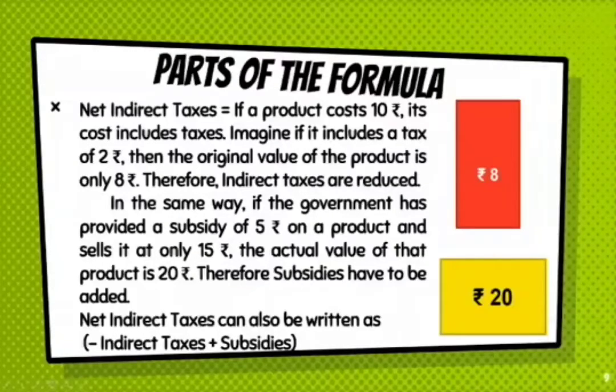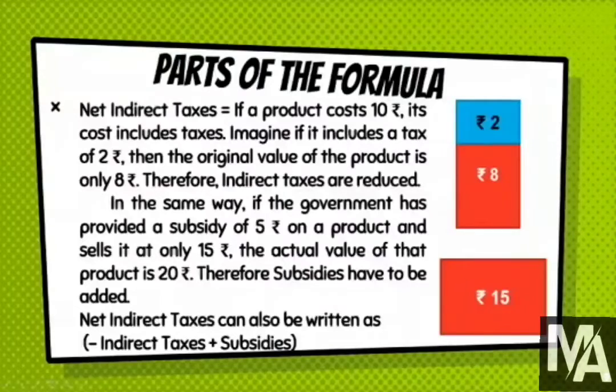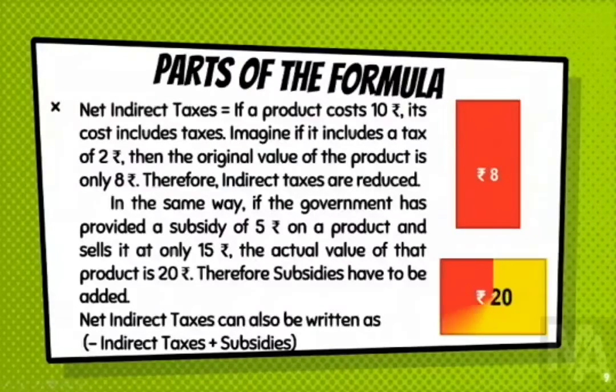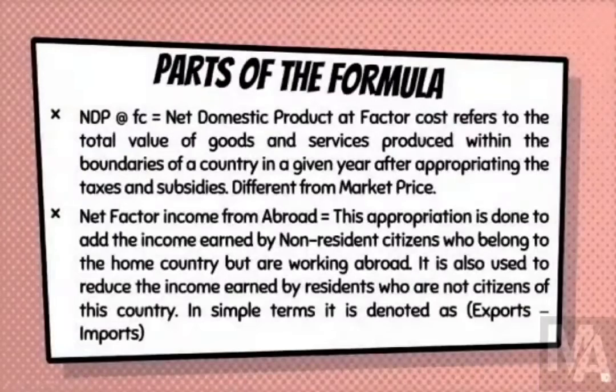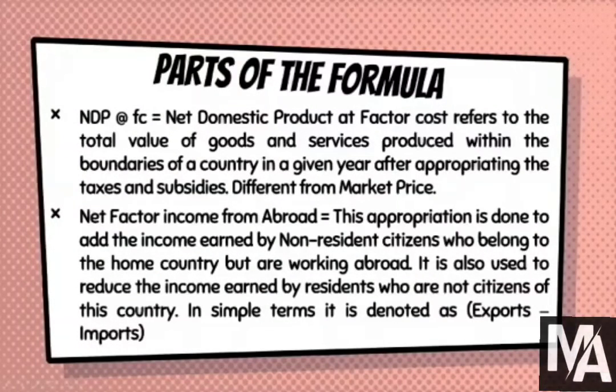So in simple terms, the formula for net indirect taxes is indirect taxes minus subsidies, which means we reduce indirect taxes and we add subsidies. That is what we did here. That will become net indirect taxes. From NDP, when we reduce these net indirect taxes, we get NDP or net domestic product at factor cost. Listen carefully to this particular point. This is slightly difficult to understand.